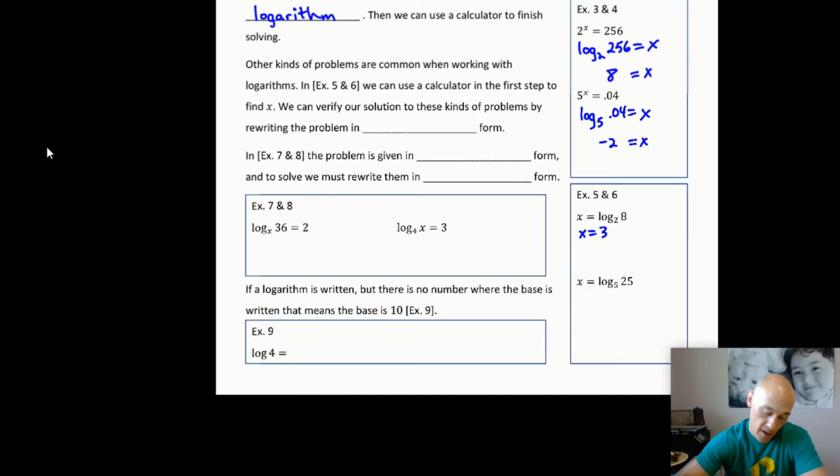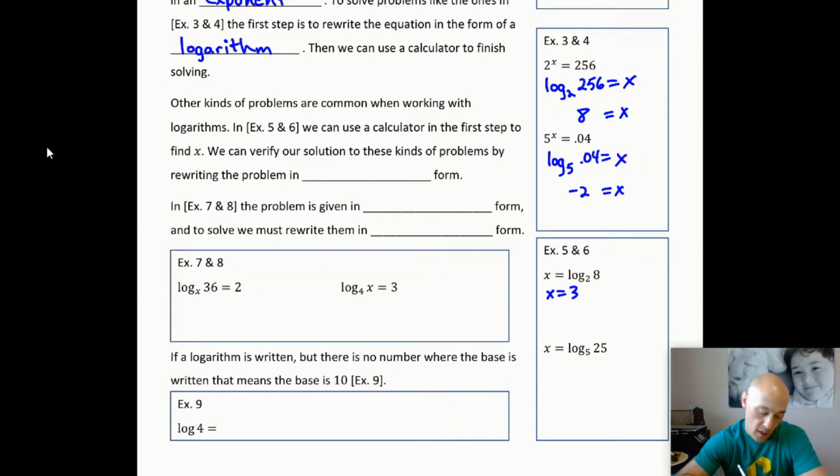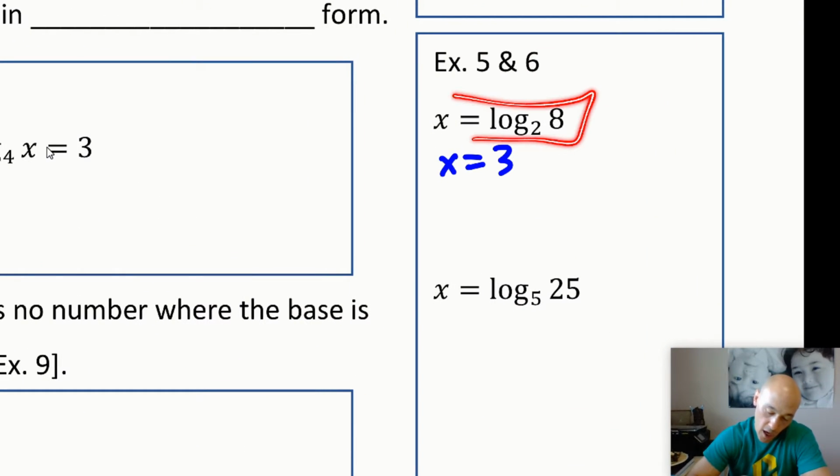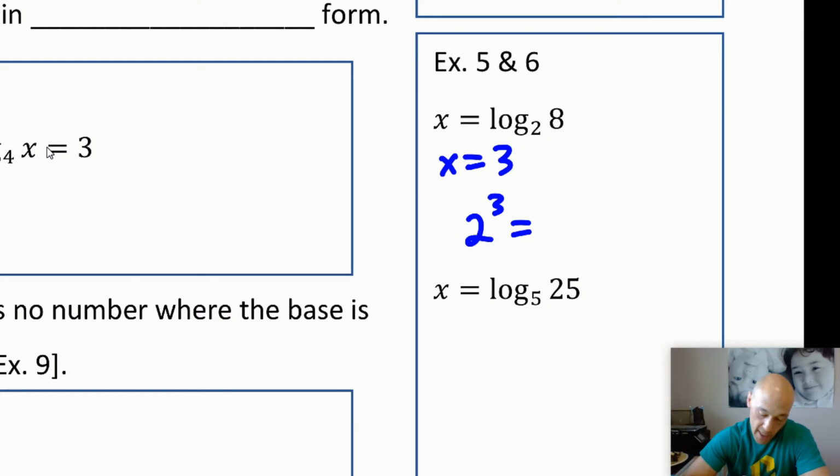So it says over here then that we can verify our solution to these kinds of problems by rewriting the problem in exponential form. So I'll show you what I mean by that. If we convert this logarithm back into an exponent and replace the x with 3, what we have is base 2 to the third power equals 8. And that's true. 2 times 2 times 2 equals 8.